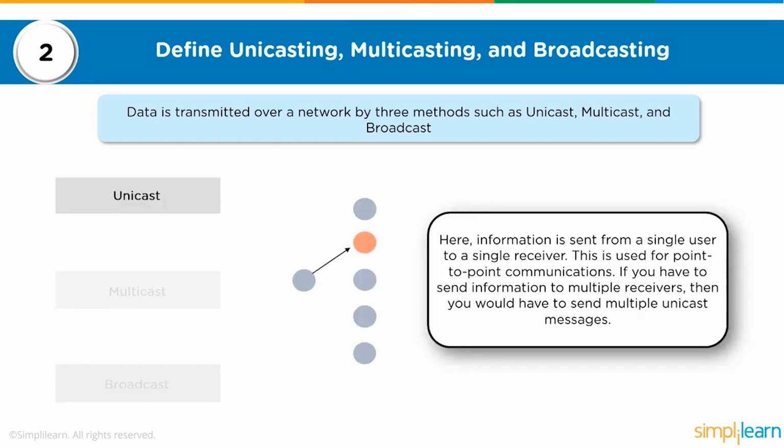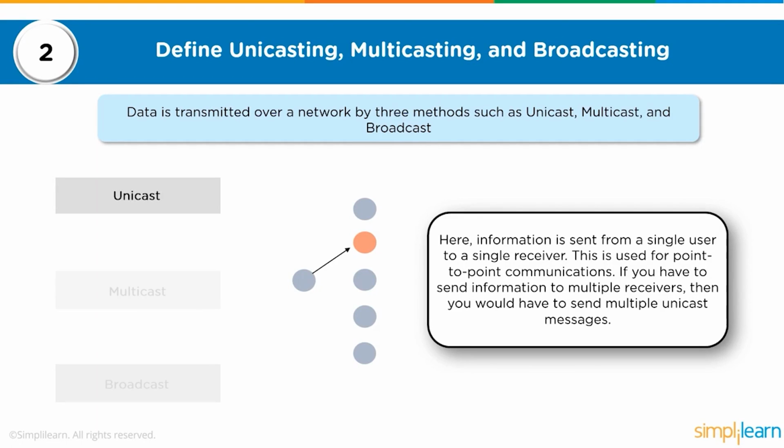So what is unicast? Unicast is when a message is sent from a single user to a single receiver. So one to one, right? So one machine talking to another machine and nobody else. Also known as point-to-point communications, one point to another point. If you have to send information to multiple receivers, then you will have to send it using multicast, right? So this is where your multicast networking comes into the picture.